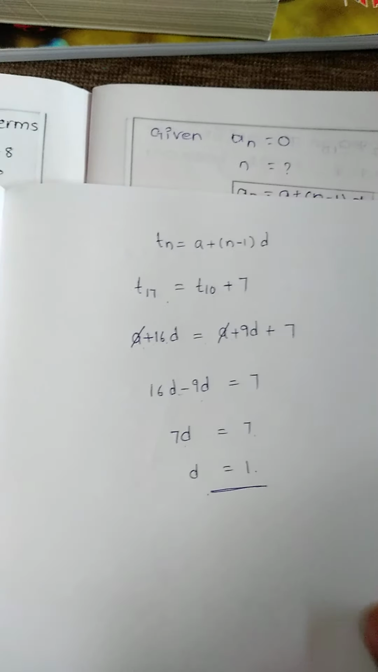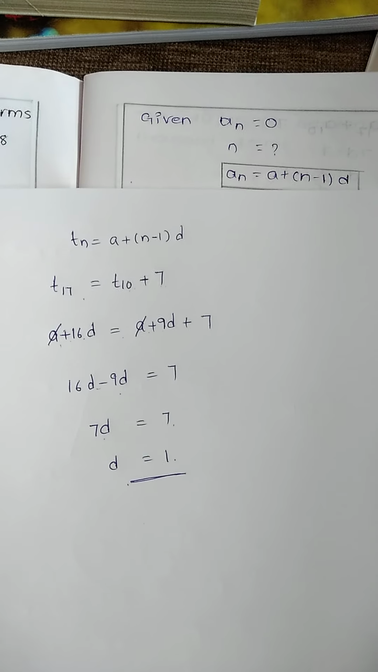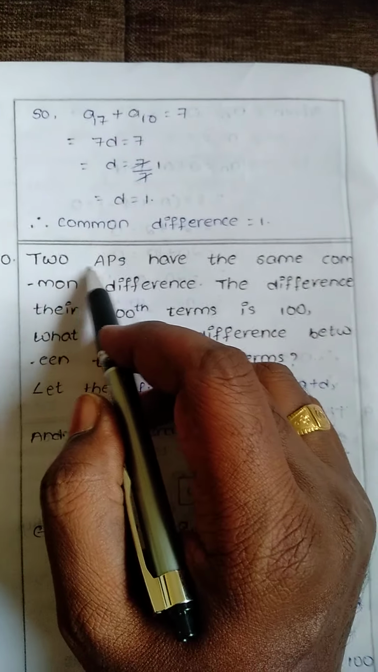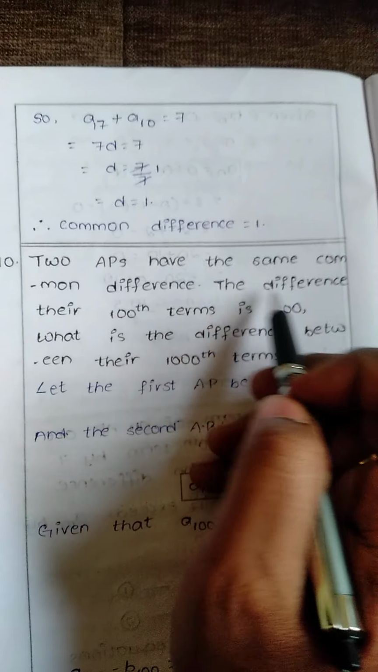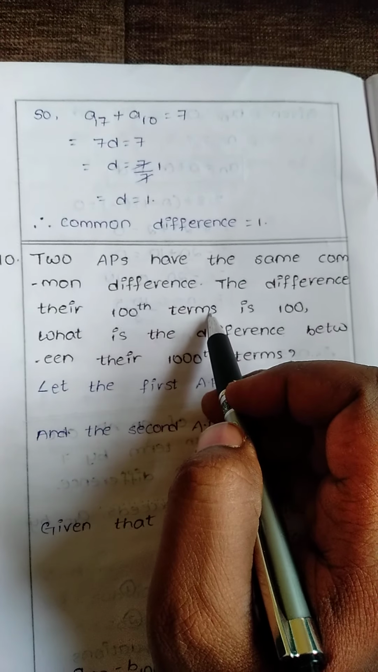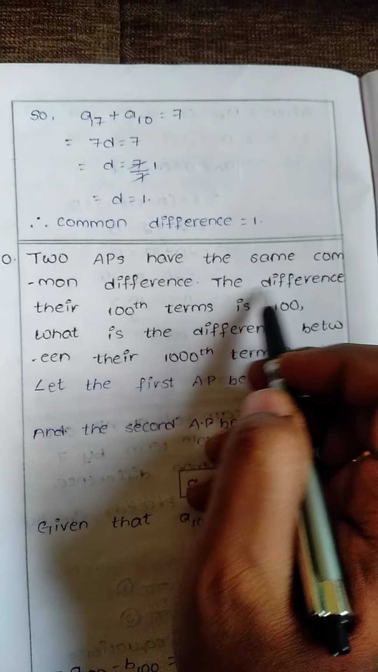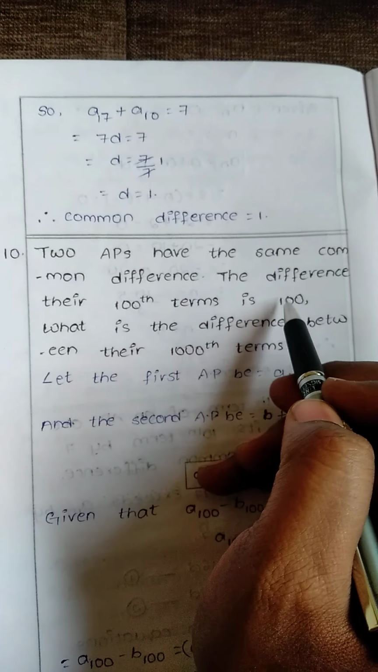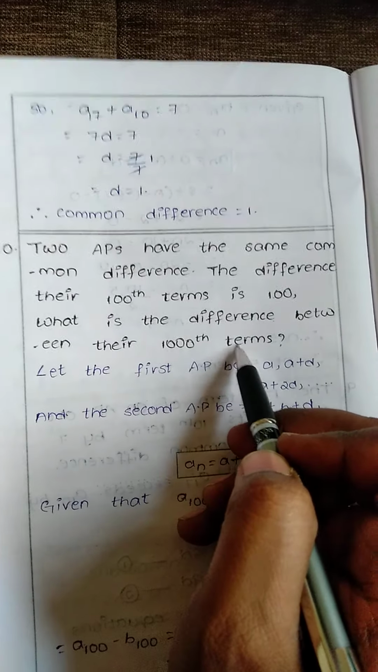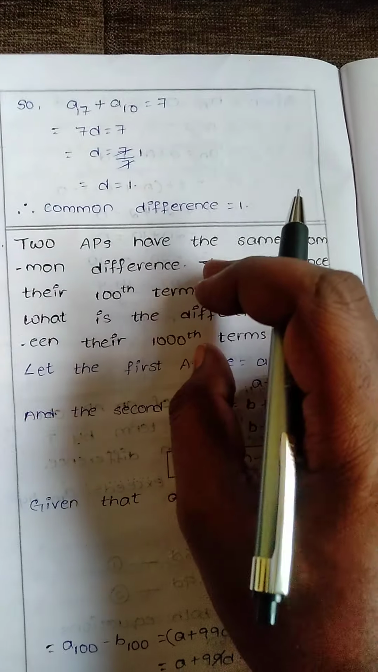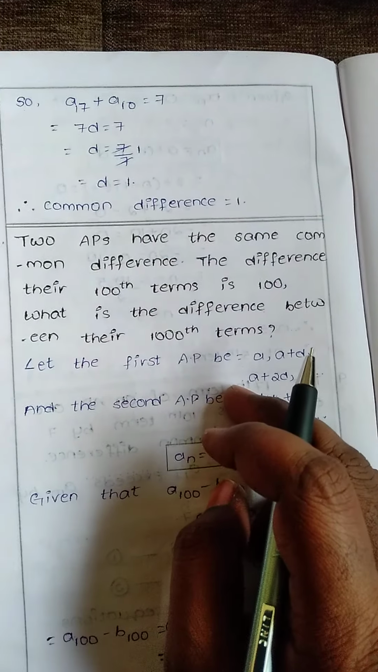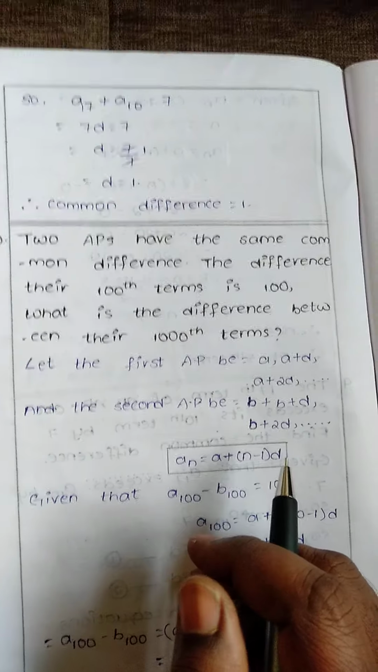What is he asking? Find the difference. Here what is given? Two APs have the same common difference. The difference between their 100th terms is 100. What is the difference between their 1000th terms? Here two progressions are there, their 100th terms differ by 100. Then what is the difference between the 1000th terms?